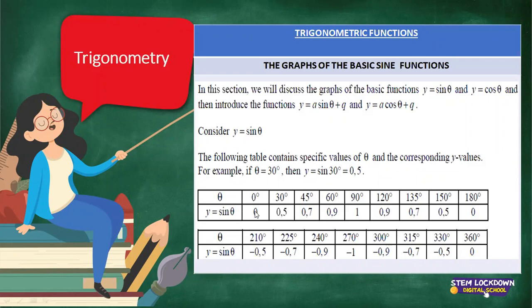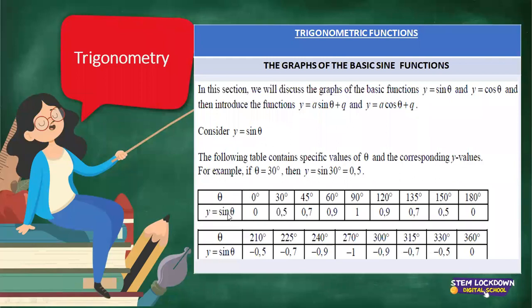Now substitute the values. When theta was 0, you punch your calculator, sin 0. You substitute the values of theta so as to find your y. Remember your y is your sin theta. So to find your y, you put the value of theta in. So sin 0 will be 0. In your calculator, you punch it.